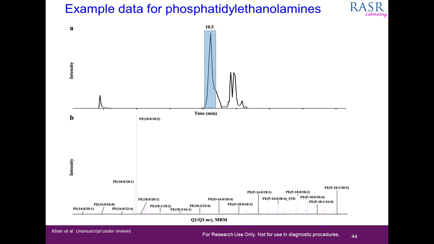You can go into any specific point in time here on the chromatogram, and then you can get back an annotated spectrum from the platform. So here you can see, for the phosphatidylethanolamines, peaks that have been identified previously using this data. And so we can get that kind of information for each lipid class.